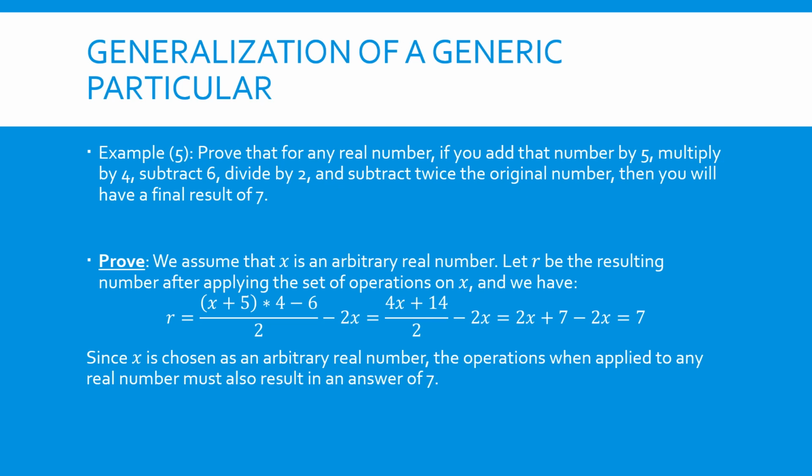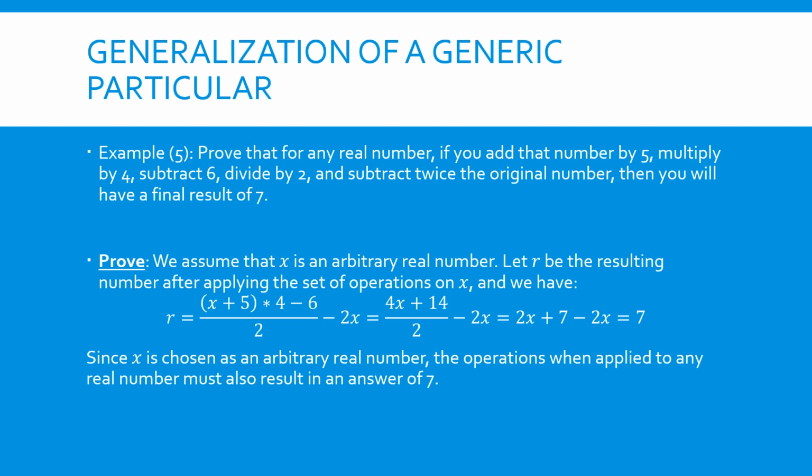Let's look at the last example. Show that for any real number, after a series of operations, we'll get 7. Note that here, we need to prove a universal statement, and the domain is real number, which is infinite. In this case, we can use the generalization of a generic particular technique. We will first pick a particular, say x, from the domain. We assume that it is generic, or that it has no other property than being a real number.